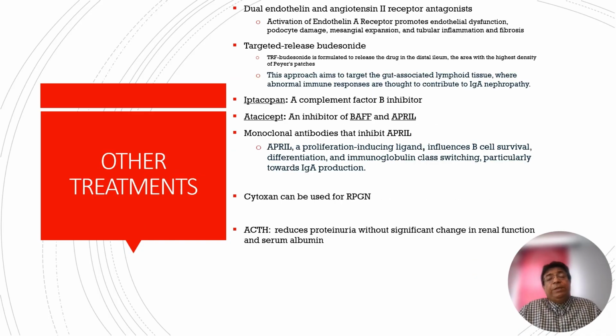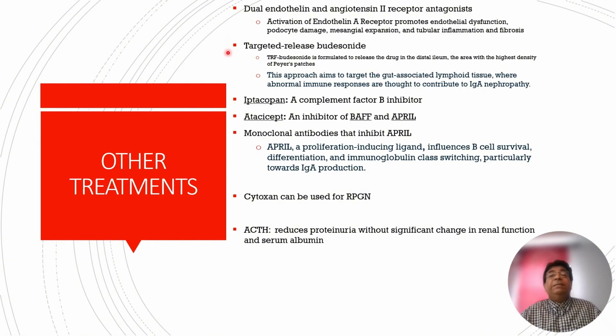So newer treatments include dual endothelin and angiotensin II receptor antagonists. Activation of endothelin A receptor promotes endothelial dysfunction, podocyte damage, mesangial expansion, and tubular inflammation and fibrosis. So it's thought that antagonizing endothelin will be important in achieving remission in IgA nephropathy.